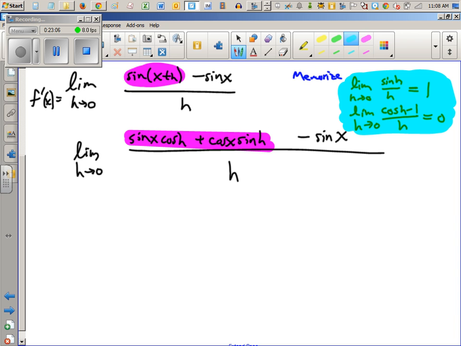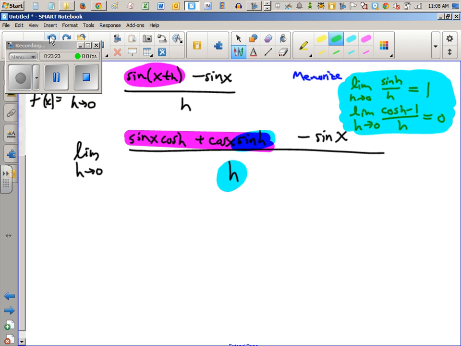I'm on the hunt for sine h over h. I see it right here. Trying to highlight that in blue. Does everyone see it? See the sine h over h? All right. Okay, so I'm going to kind of break this into 2 problems. Oh, you can't do those colors together. Evidently, you can't do those colors together.